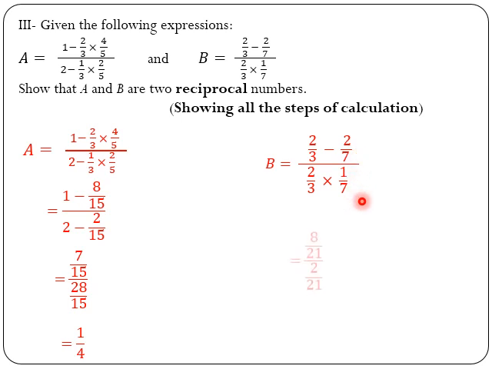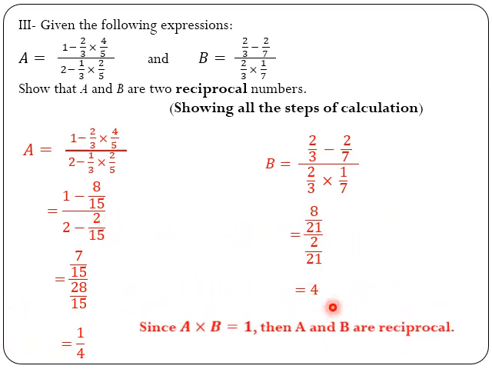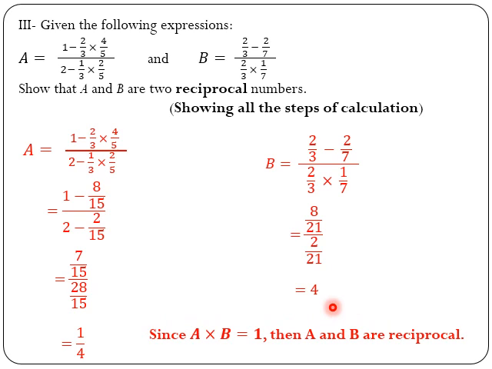In the denominator, we have 2 over 3 times 1 over 7. Multiply the numerators by each other. 2 times 1, 2, and 3 times 7 is 21. Here is 8 over 2, which is 4. A equals 1 over 4 and B equals 4. So I can say that its product is 1. Then A and B are reciprocal numbers.